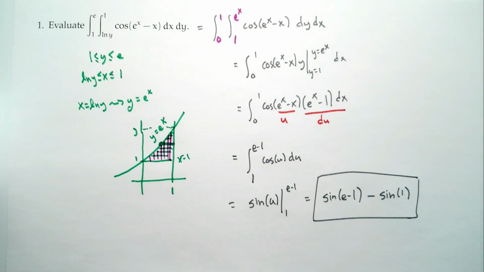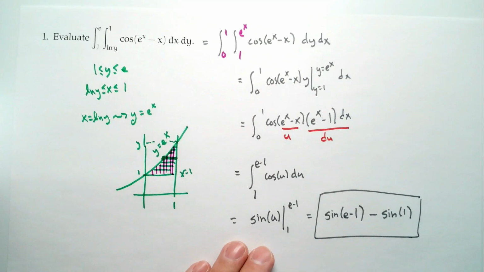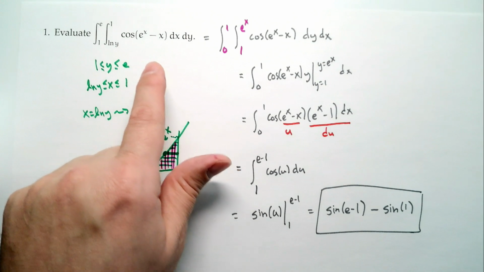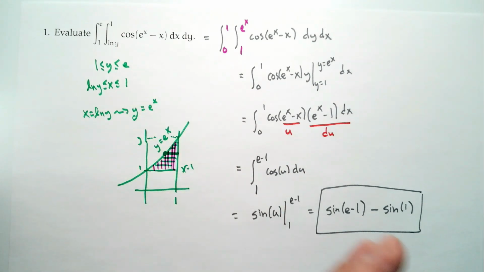So these are the types of problems where, be aware. You might need to be able to change your order of integration. And we may not always tell you to do that. So how do you know when to do it? Well, basically, if you have an integral you can't do, change the order. You got to go in the order that you can do.